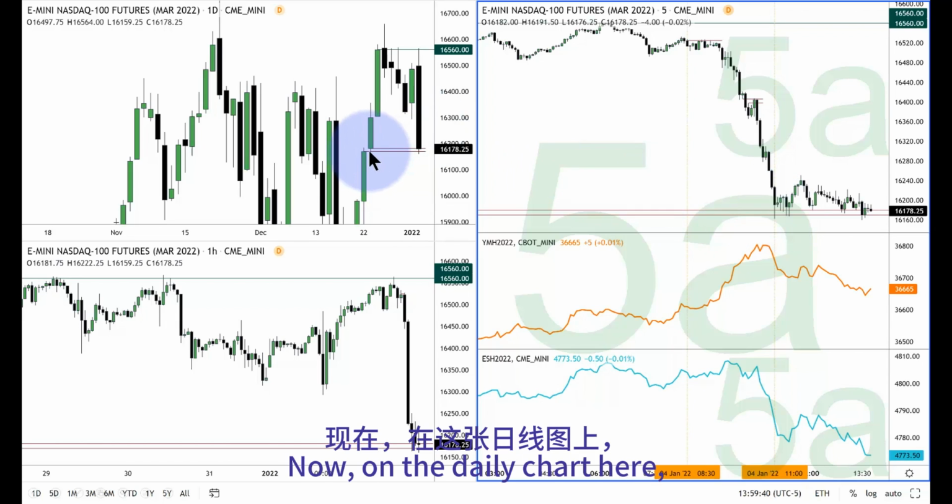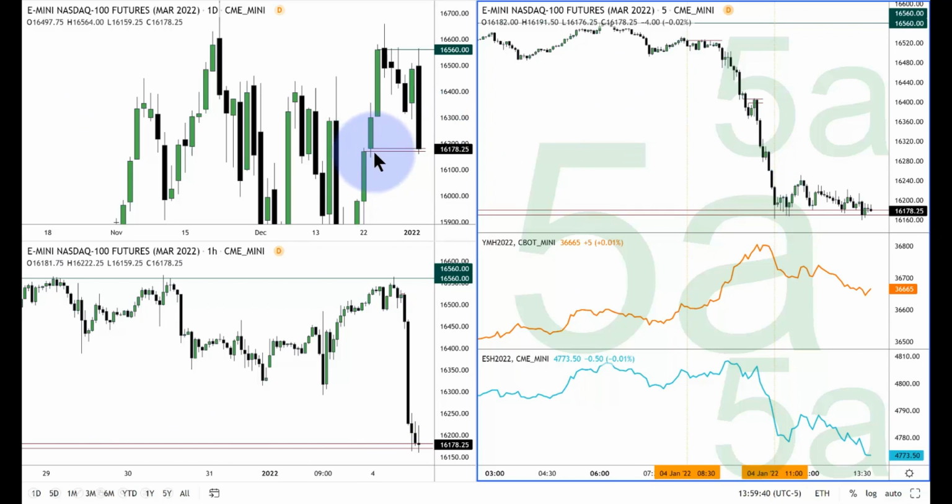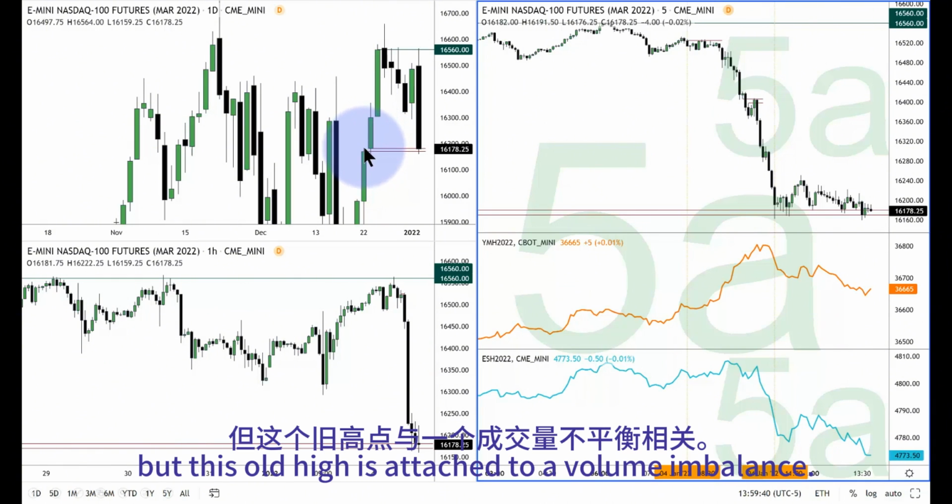Now on the daily chart here, I have a volume imbalance highlighted as a discount array. So if we break lower and we take out this low, we can rebalance to this high here, but this old high is attached to a volume imbalance.